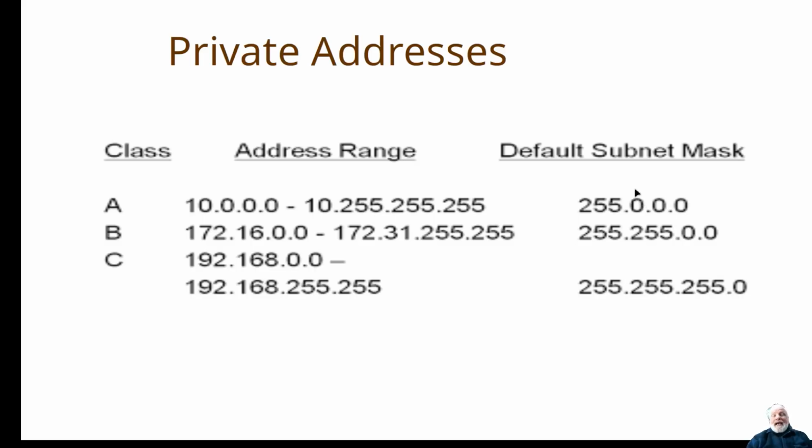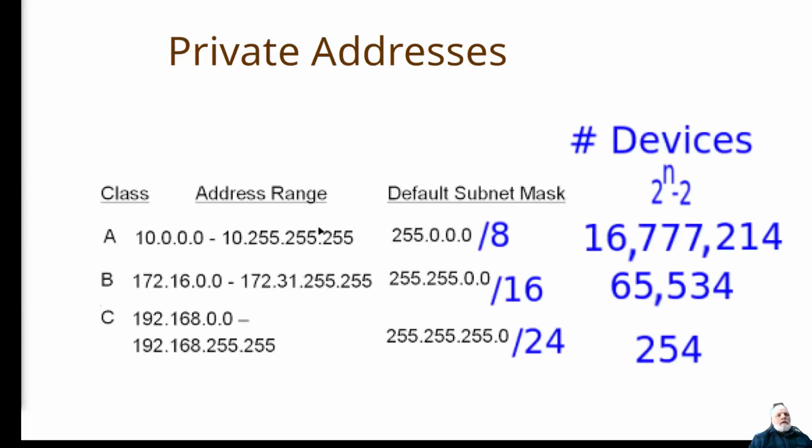So we have a subnet mask here. For Class A, the subnet mask is 255.0.0.0. Now the 255 means the first 8 bits are all ones. 255 is 8 ones in binary, and sometimes they write that as a /8. The Class B network starts with a 172 number, and the first 16 bits are part of the network. And then for Class C, the first 24 bits are part of the network.